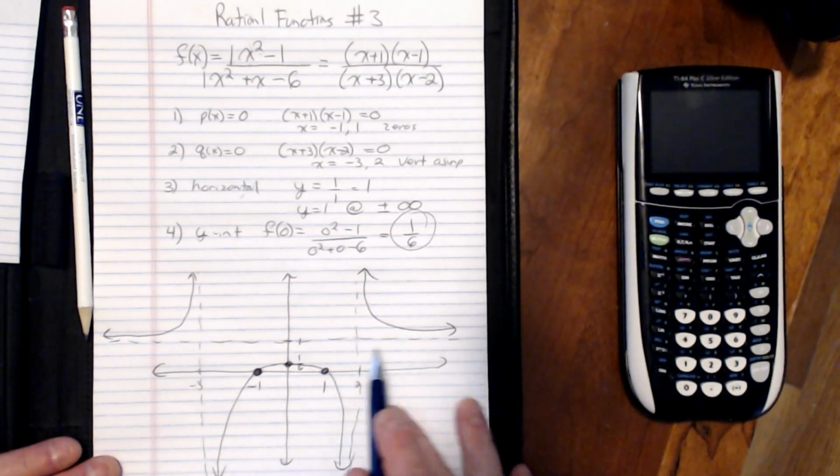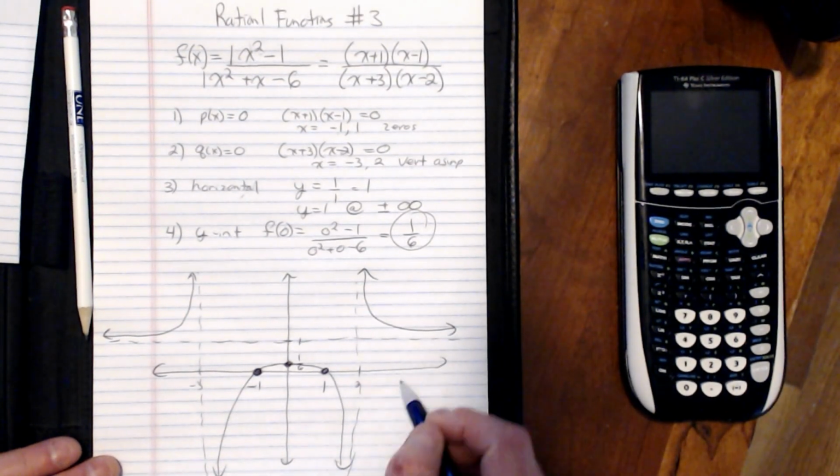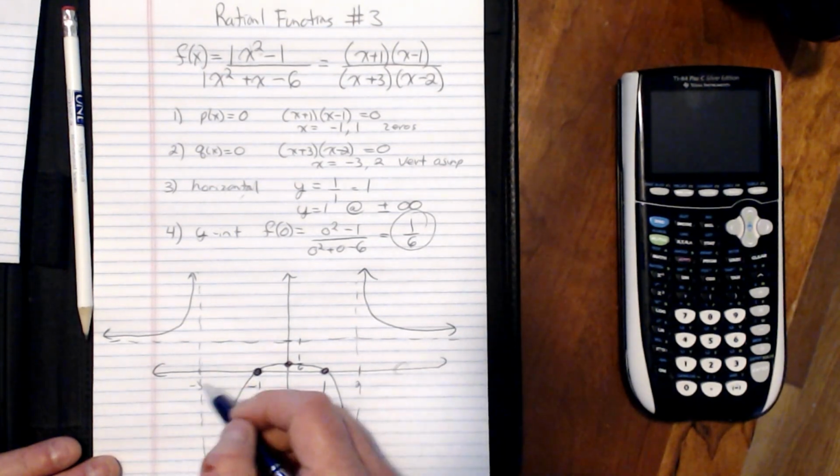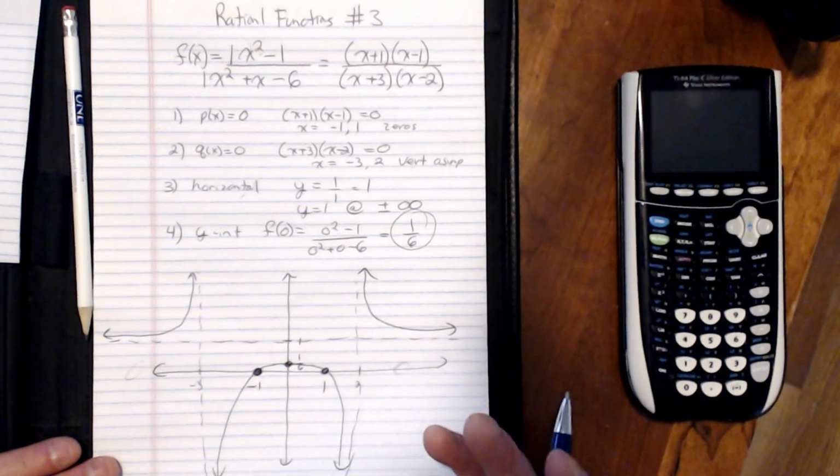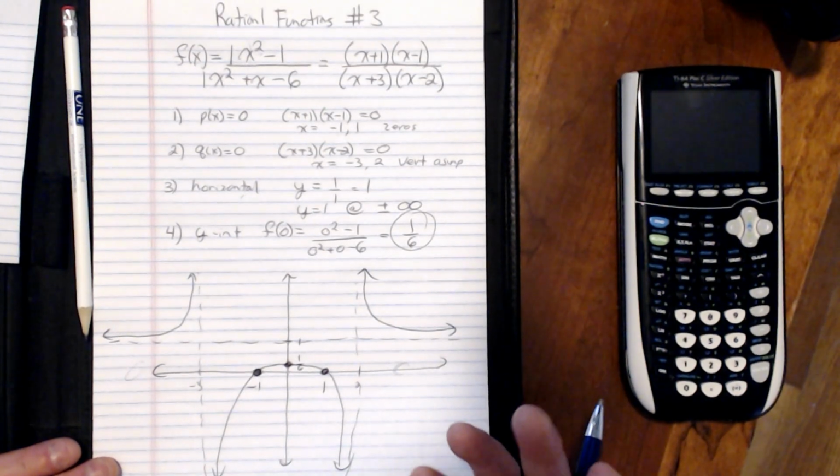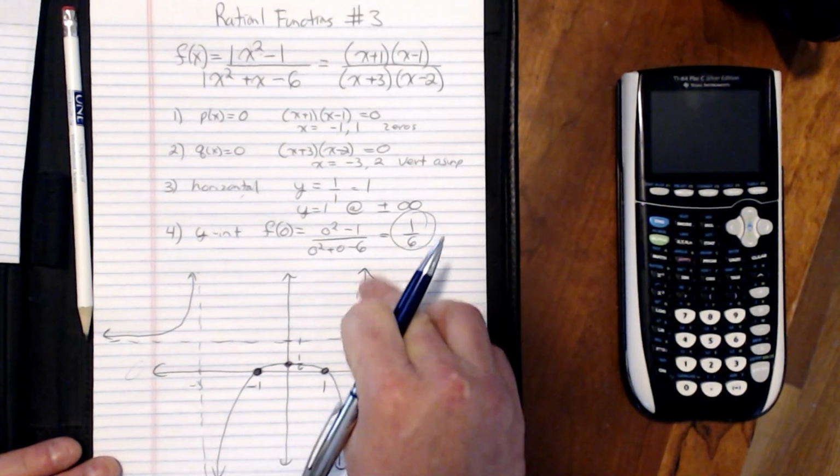Now, it will cross the horizontal asymptote if we had a 0 here or we had a 0 here, and we don't have that in this case. So we know that it's going to be fully contained in this little piece that we have right here.